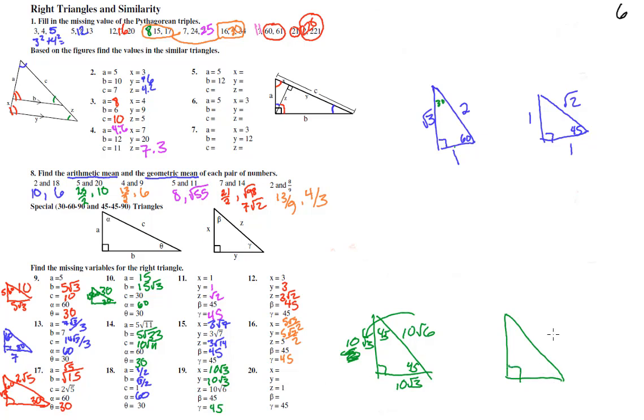Okay, number 20. Let's draw this one out. It says that z is 1, and we're at a 45, 45, 90 triangle. So we get to divide by the square root of 2. 1 divided by the square root of 2, we get the square root of 2 over 2. Square root of 2 over 2, square root of 2 over 2.